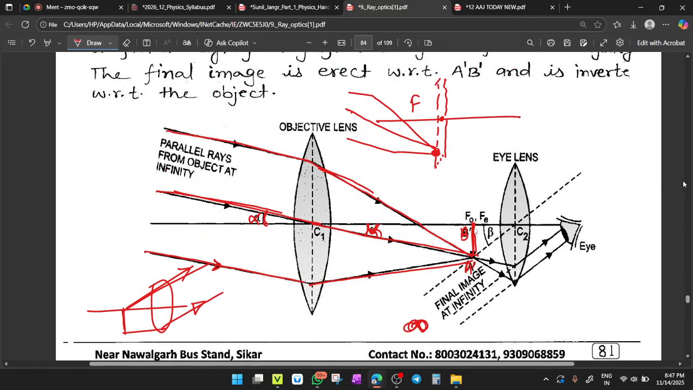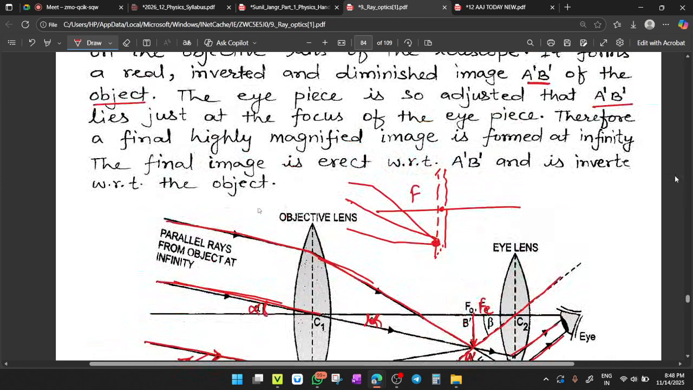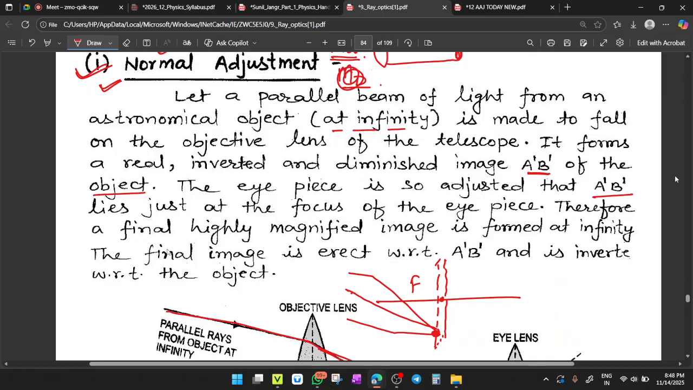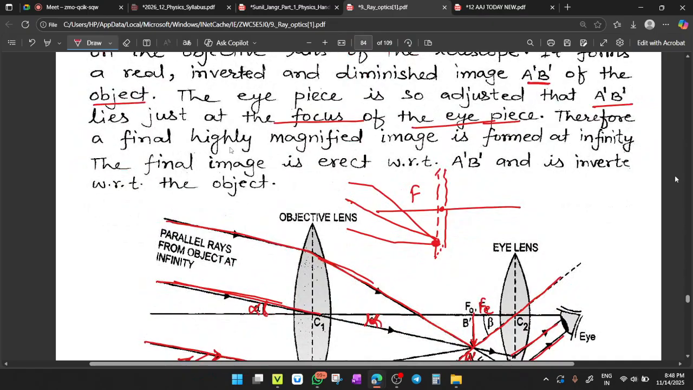Clear or not clear? So here the object on the focal plane formed by the first lens is made to sit on the focus of the eyepiece. The rays go out parallel, so they never intersect each other, and your final image will be formed at infinity. So the eyepiece is so adjusted that A'B' lies just on the focus of the eyepiece. Therefore, finally, a highly magnified image is formed at infinity.